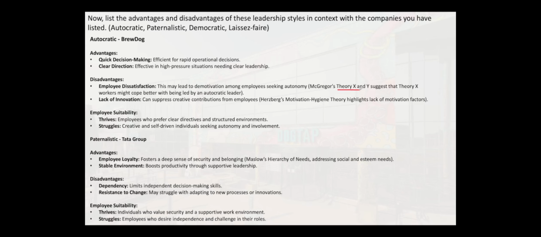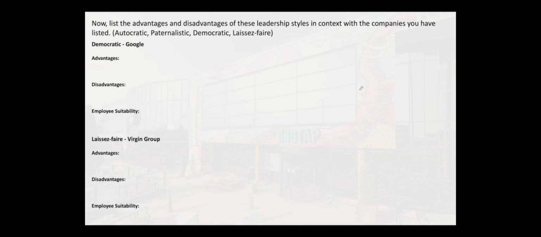So, and here we go. Thrives, values, security. I want a supportive environment. The problem is those people that want that independence, they're going to struggle in a paternalistic style of company. So here we go. We've got Google as our example.